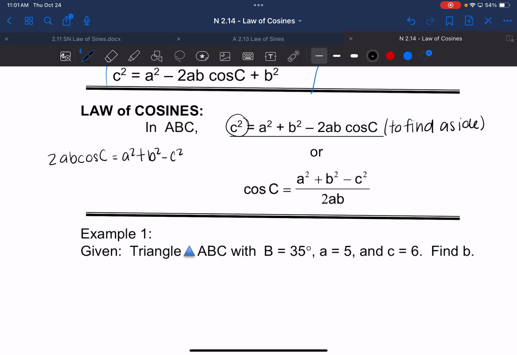Okay, and I want just cosine of c, so how could I get rid of this 2ab part? Divide. So they divide both sides by 2ab. Over here, the 2, the a, the b all divide out, and that leaves us with this formula right here. So it's still the same formula, but we've manipulated it so that now it's going to find an angle instead of a side. If you are looking for a missing angle, you'll use the formula written this way.